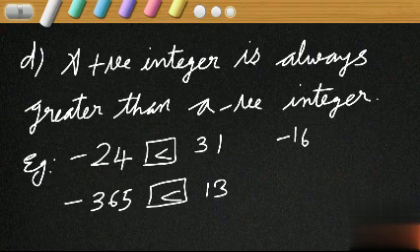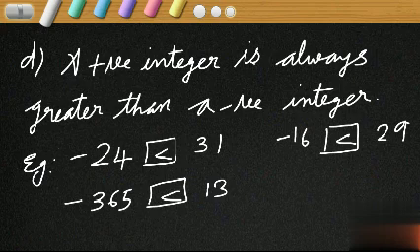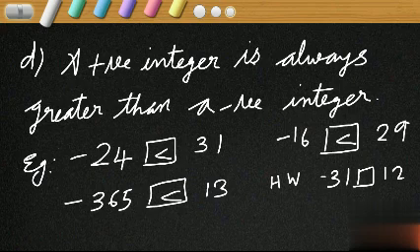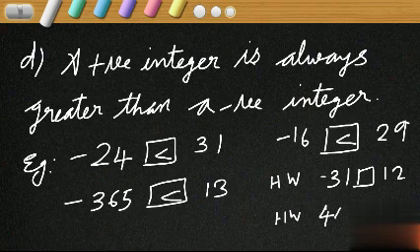Minus 16 dash 29. Yes, clear, isn't it? Minus 16 is smaller. Homework. Minus 31 dash 12 and another homework. 44 dash minus 10. These two are homework. Okay. Is it clear now? Yeah. So we will continue in the next session.